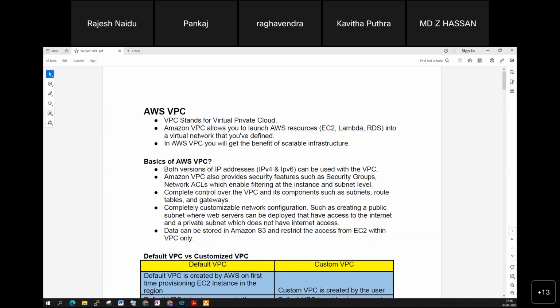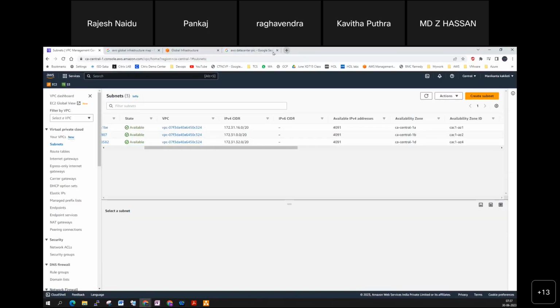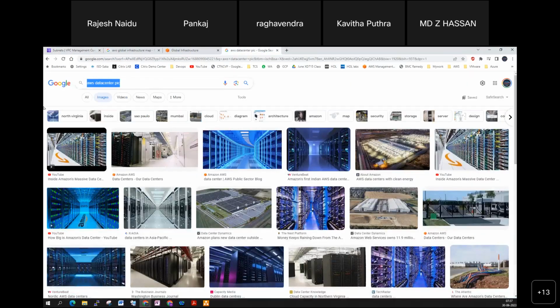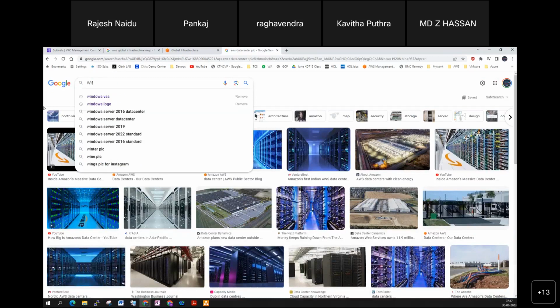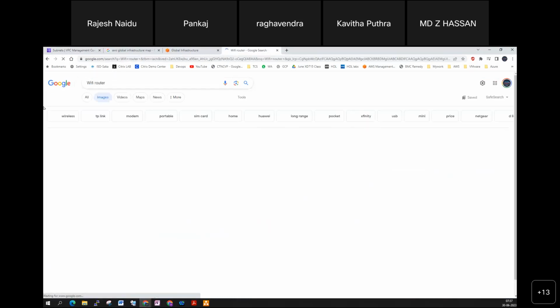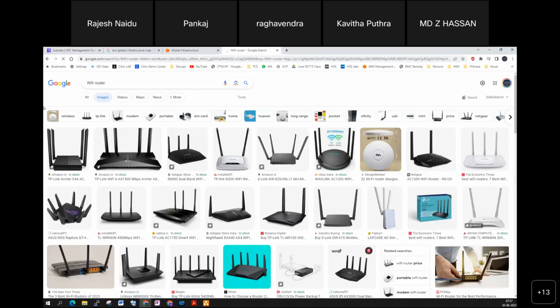So VPC will give you a scalable infrastructure. I'll tell you what is the meaning of scalable infrastructure. Guys, does everybody have a Wi-Fi router in your home? Yes. Right, good. What is the purpose of using it? Share the internet. Yes, share the internet connection to multiple devices.